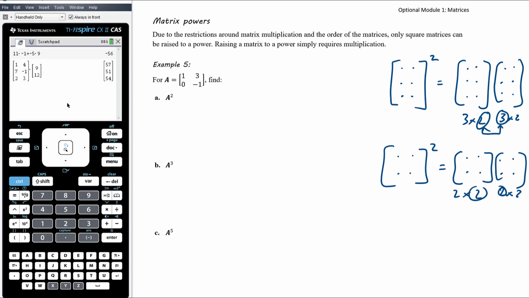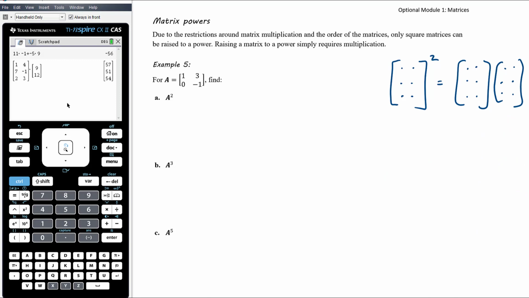And these are the same. If it was A by A times A by A, so any number, square matrix, that will always work. So we can only calculate powers for square matrices. That's the first thing.